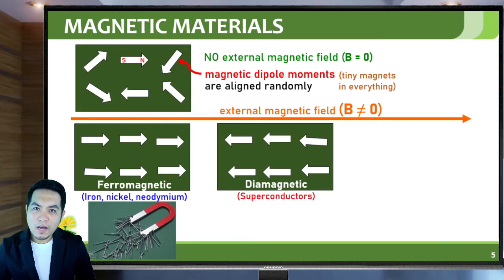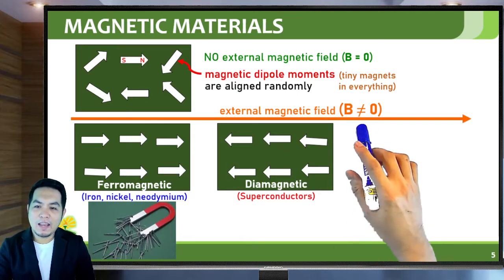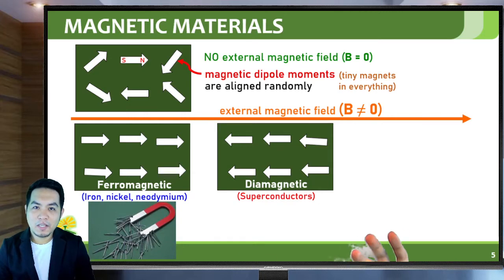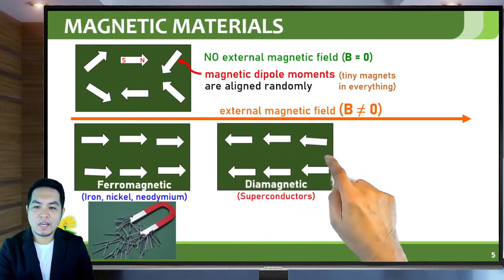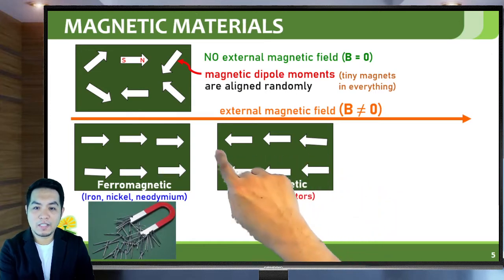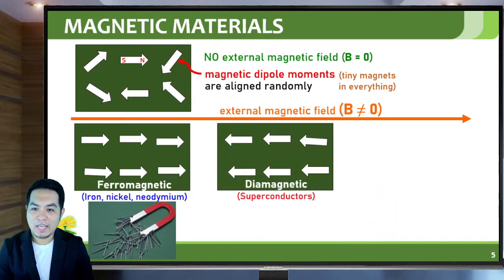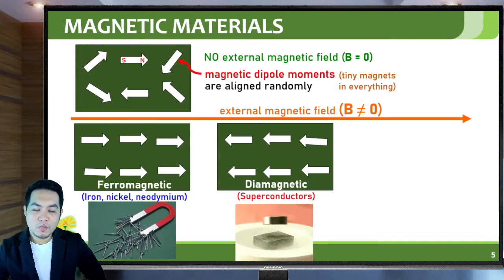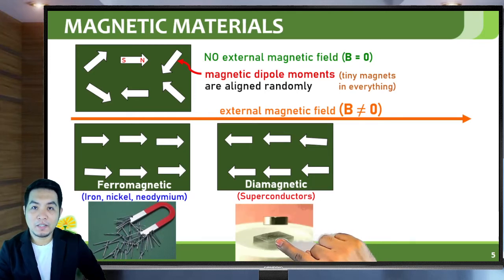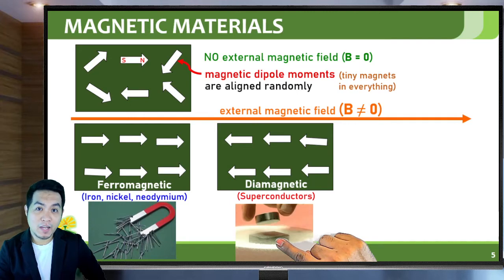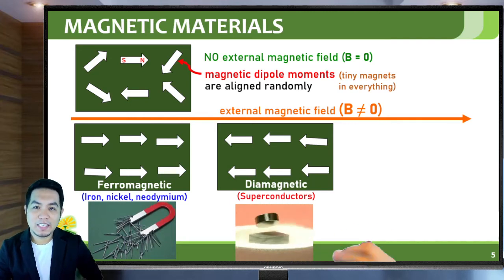Now, there are also other types of materials where instead of aligning with the magnetic field, they actually misalign with the magnetic field in such a way that if they misalign, then this is now the south pole and this is now the north pole of the material, essentially having a repulsive effect. And these are the properties of superconductors. So if you place a superconductor such as this one on top of a magnet, this is a magnet here, it will actually get repelled. It will not be attracted to the magnet, but instead it will get repelled.